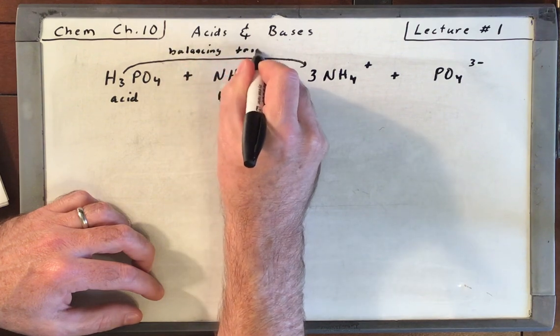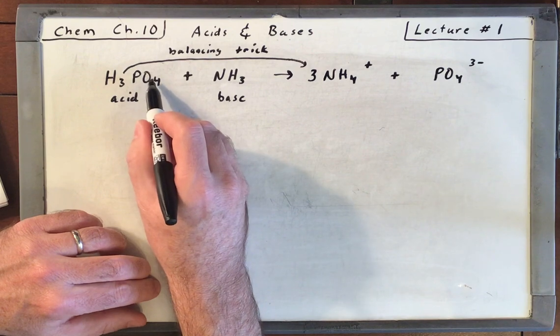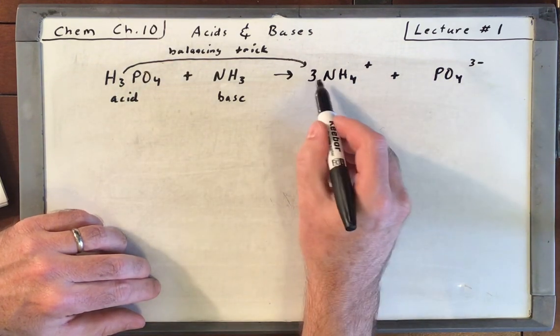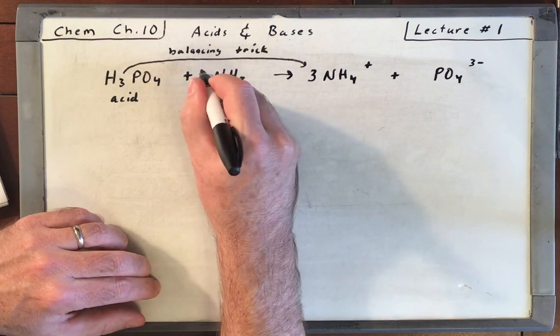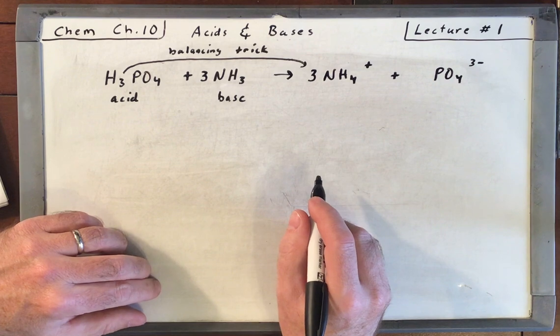So I'll call that the balancing trick. And then PO4 3 minus is just peeled off of that H3. So I have 3 nitrogens, so I need 3 here. And we are good to go. We're balanced.